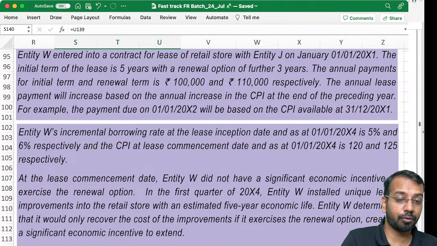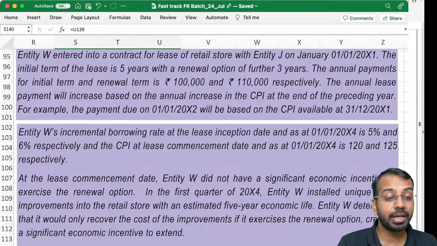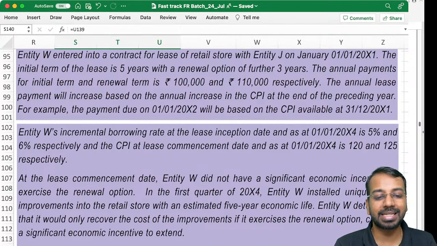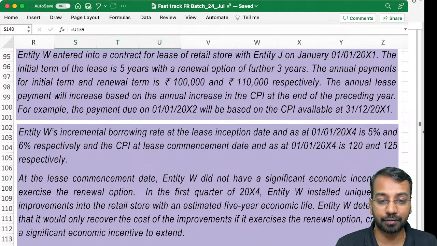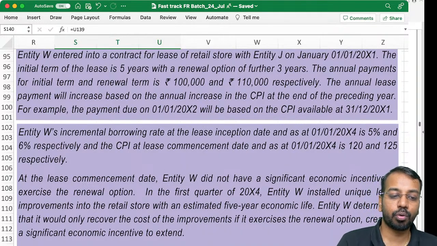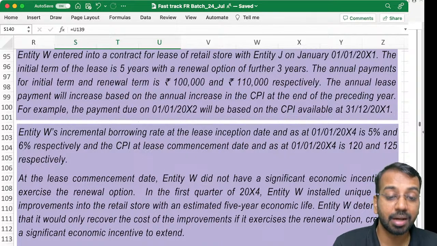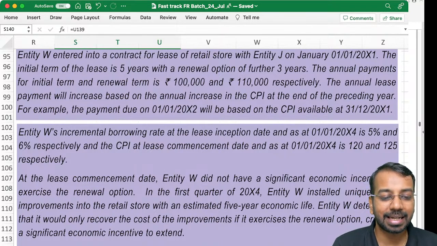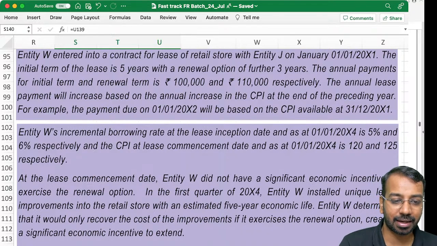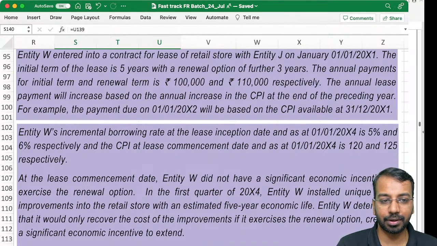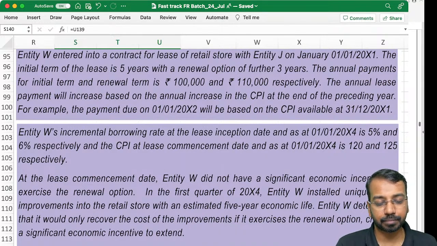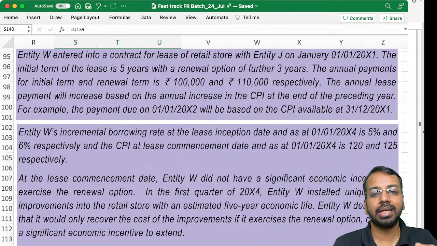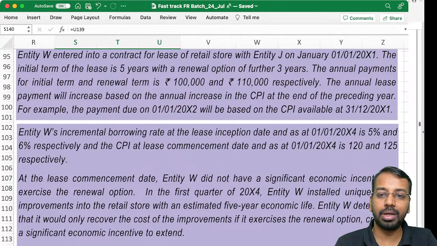in the first quarter of year 4, entity W installed a unique lease improvement into the retail store with an estimated 5-year economic life. Entity W determined that it would only recover the cost if it exercises the renewal option, creating a significant economic incentive to extend. Now here what is happening is, I had a place, I thought I will use it only for 5 years, I will not renew it for a further period of 3 years. But in the first quarter of year 4, which means after 3 years are completed, entity W thinks that it has to extend the lease, only then it will get the benefits.